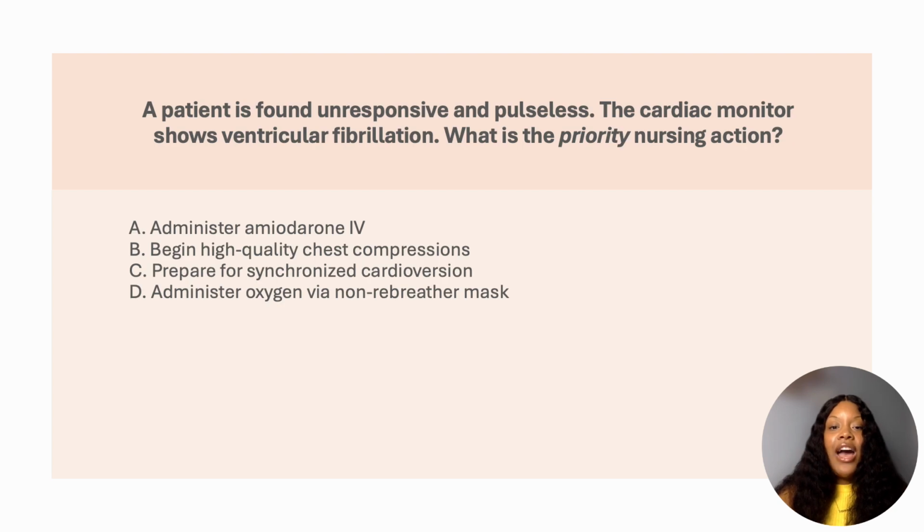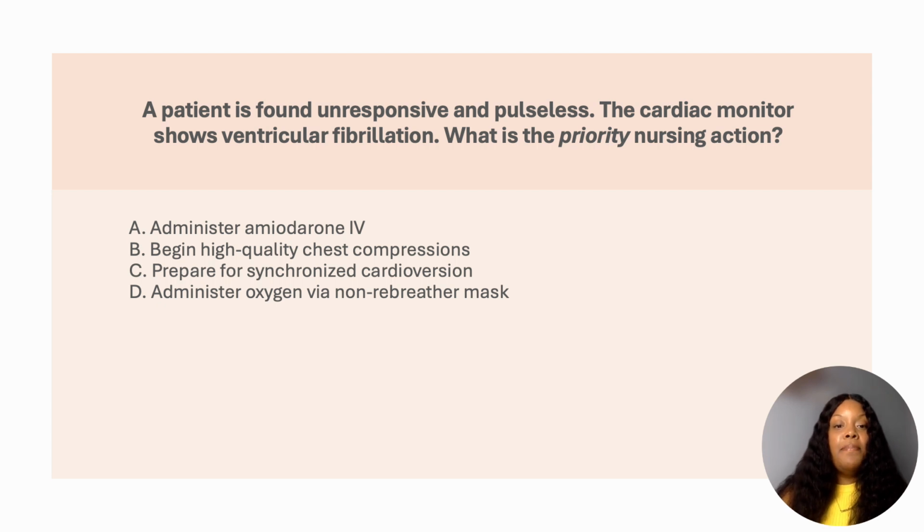A patient is found unresponsive and pulseless. The cardiac monitor shows ventricular fibrillation. What is the priority nursing action? Is it A, administer amiodarone IV, B, begin high-quality CPR, C, prepare for synchronized cardioversion, or D, administer oxygen via a non-rebreather mask? So, I'm going to give you some time to think about it.